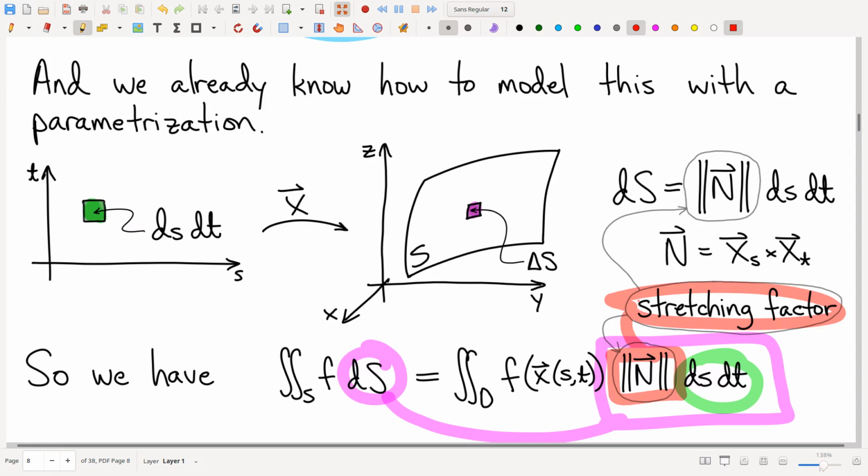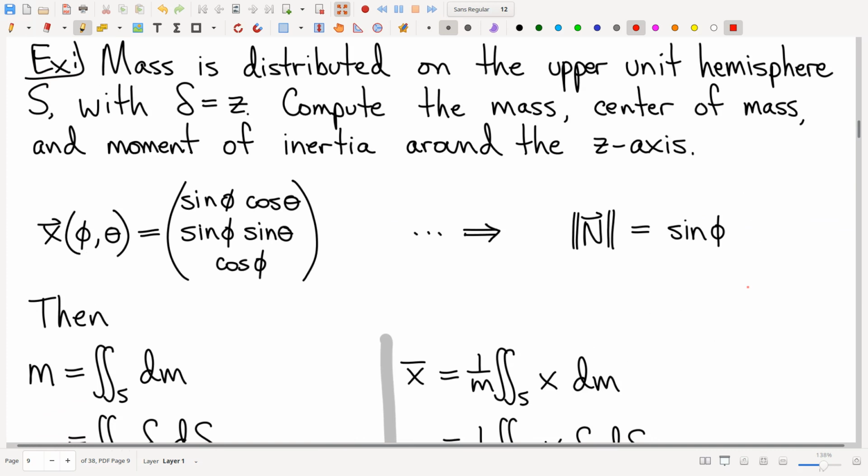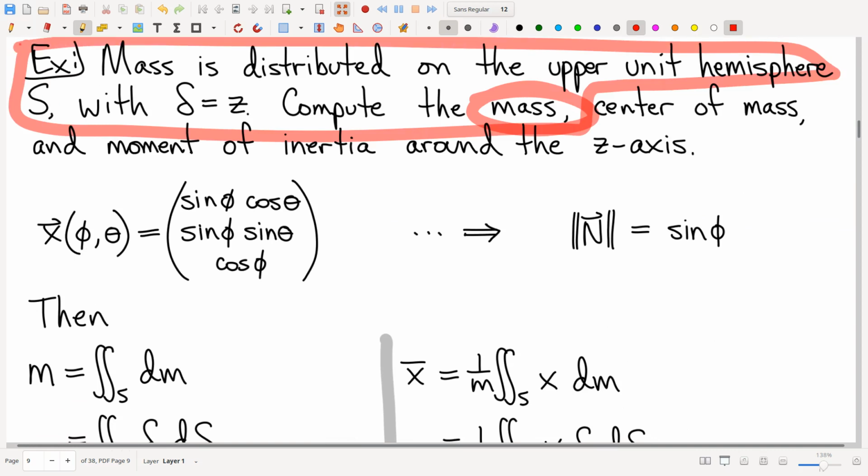All right, let's get our hands dirty and do one. We're going to compute, among other things, the amount of mass that there is on the upper unit hemisphere over which mass is distributed according to that formula.